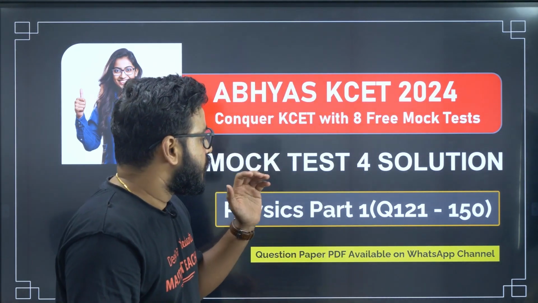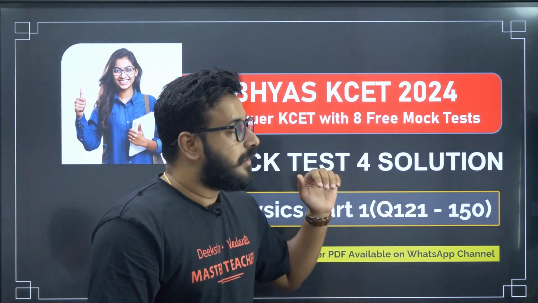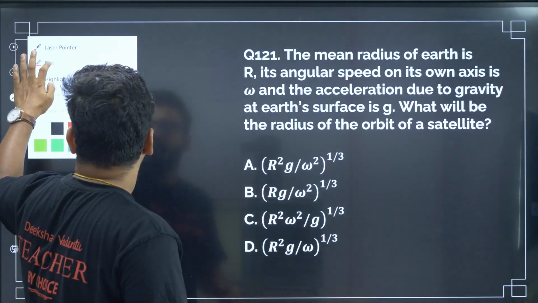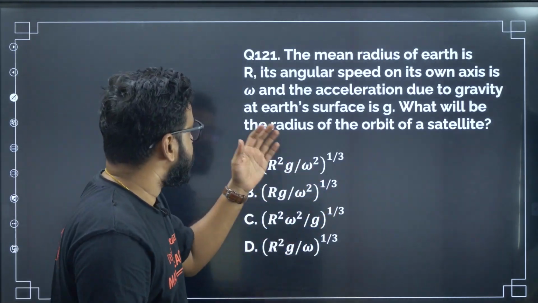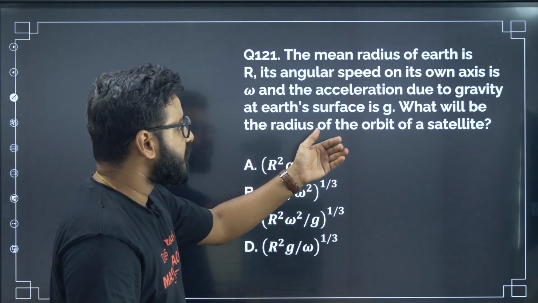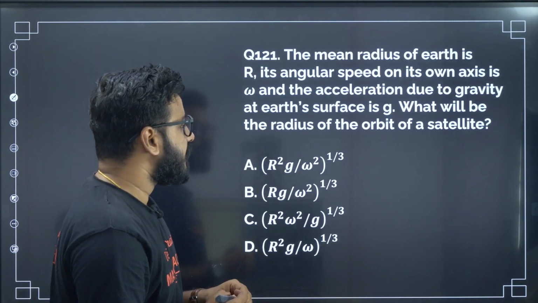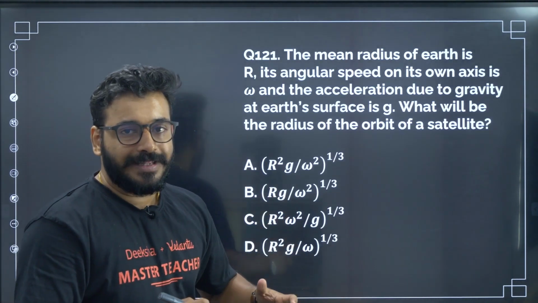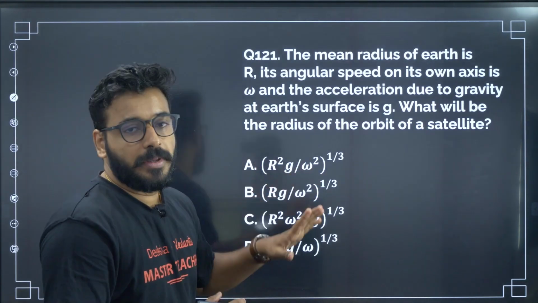All right, so we are going to discuss the first 30 questions in detail. Let's start from the first question, shall we? The mean radius of Earth is r, its angular speed on its own axis is omega, and the acceleration due to gravity at Earth's surface is g. What will be the radius of orbit of the satellite? We want the radius of the orbit of the satellite with respect to r, g and omega.